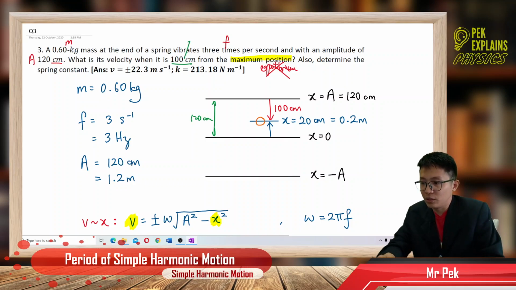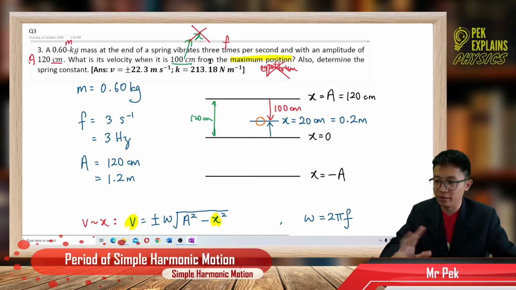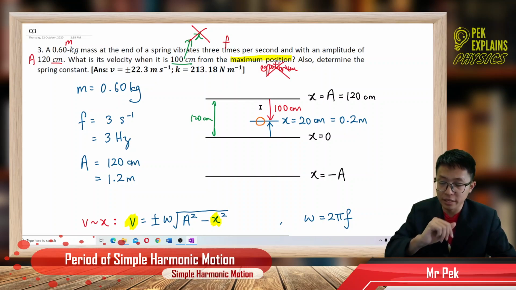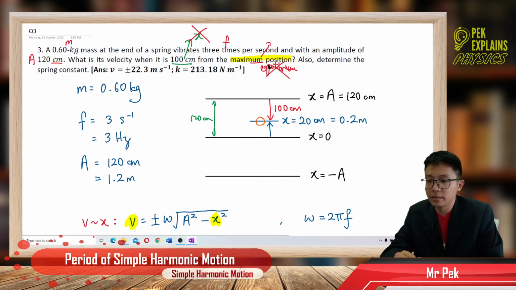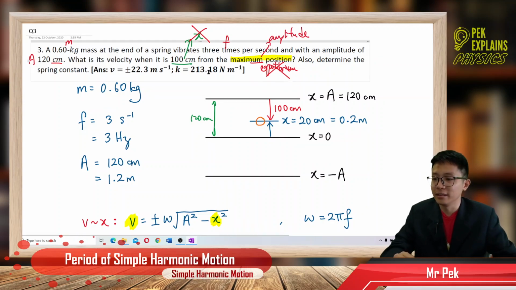So this is not x. 100 cm is not x. It's 100 cm from the amplitude. 100 cm from the maximum position means what? Means from the amplitude.